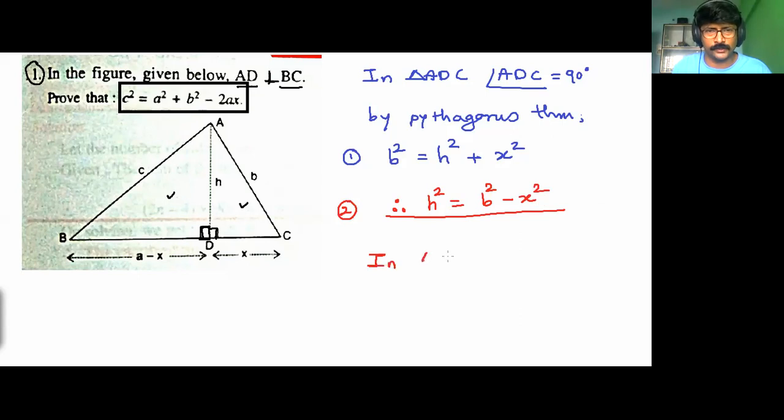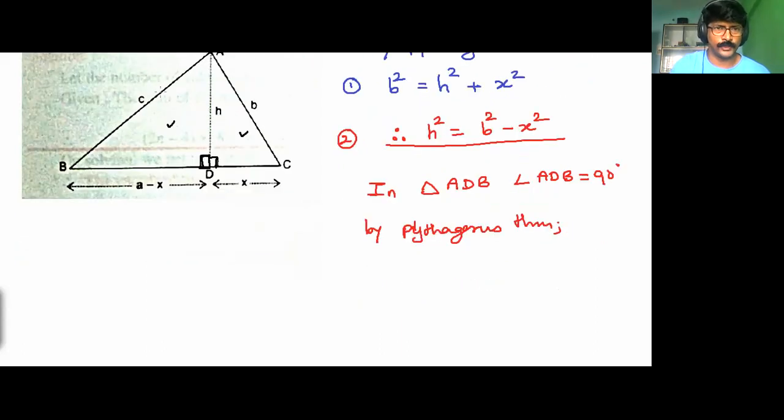Now I'm choosing the second triangle, ADB. What's there in triangle ADB? Angle ADB is 90 degrees. Could you see? If angle ADB is 90 degrees, students, what can we say? By Pythagoras theorem, c square, statement number 3: hypotenuse square is equal to one side square plus other side square, that is a minus x the whole square.